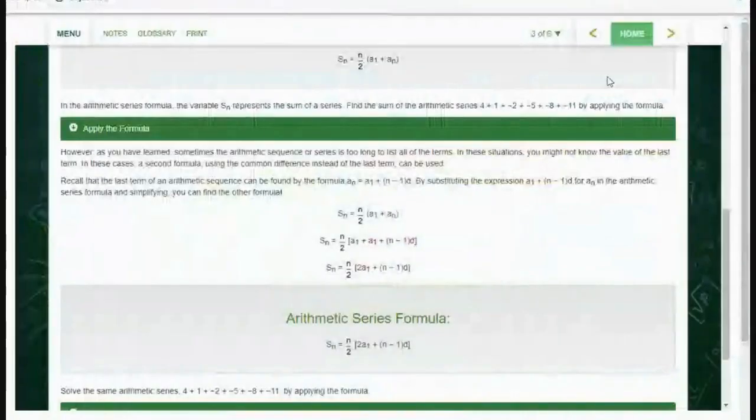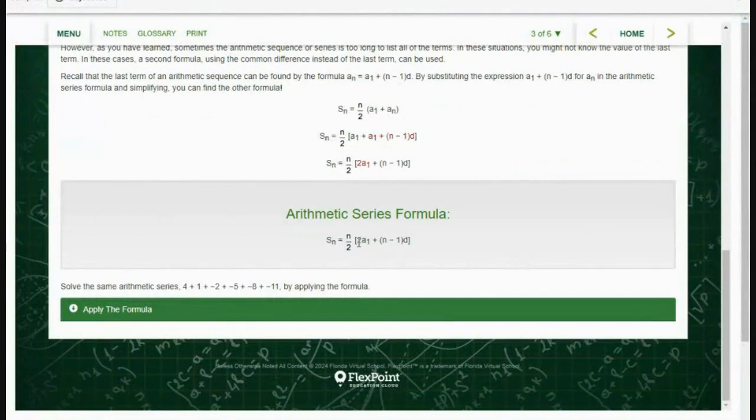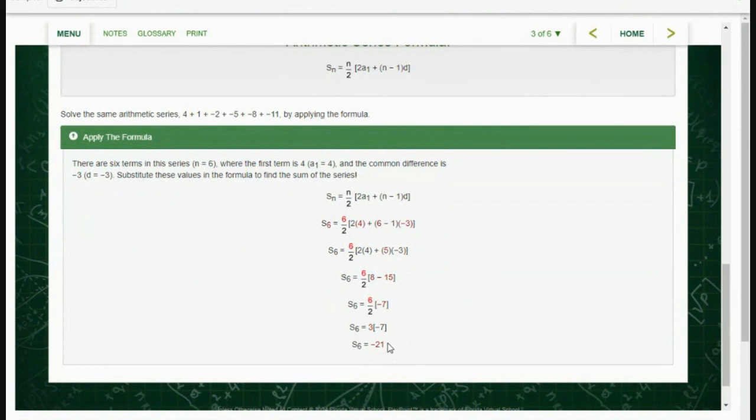All right. Let's go back and see what else they're saying. So there it is. 2 times the first term plus n minus 1 times the common difference, and then all of that is multiplied by n divided by 2. So they took the same sequence that they had, those 6 terms, and they used this formula instead. And they still come up with negative 21, which you should. It still adds up to the same thing. They just did 2 times the first term, and the number of terms minus 1 times the common difference, and you still get to the same place. Even though in this case they know the 6th term, so they can do either formula. They're showing that it works.